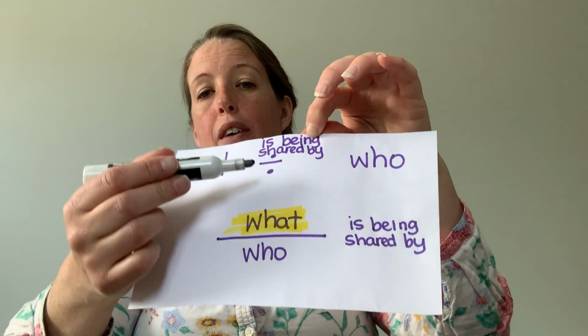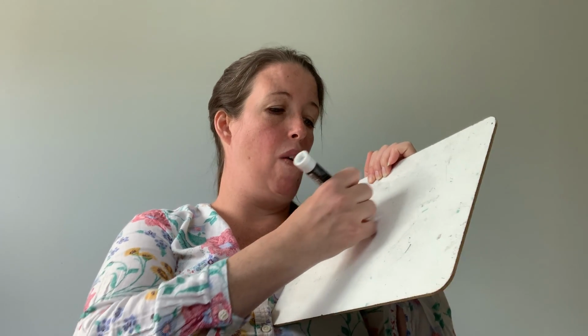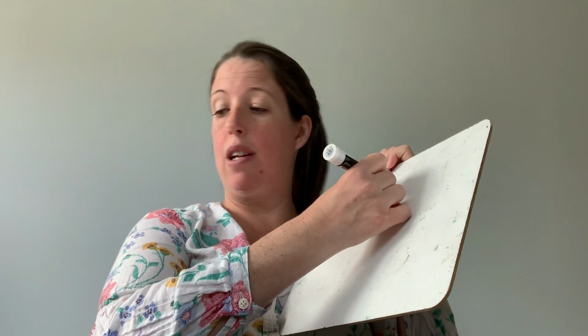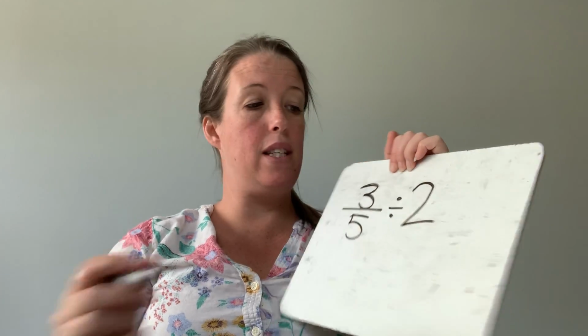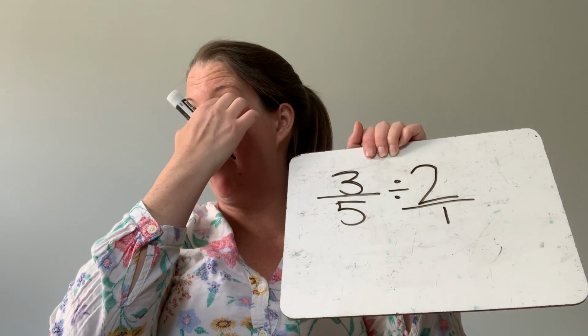Who am I sharing it between? 2 friends. So my equation is going to be my what divided by my who. So what am I dividing? 3/5 of a cake. Who am I dividing it between? 2 friends. I'm going to quickly turn that into a fraction by giving it a denominator of 1.